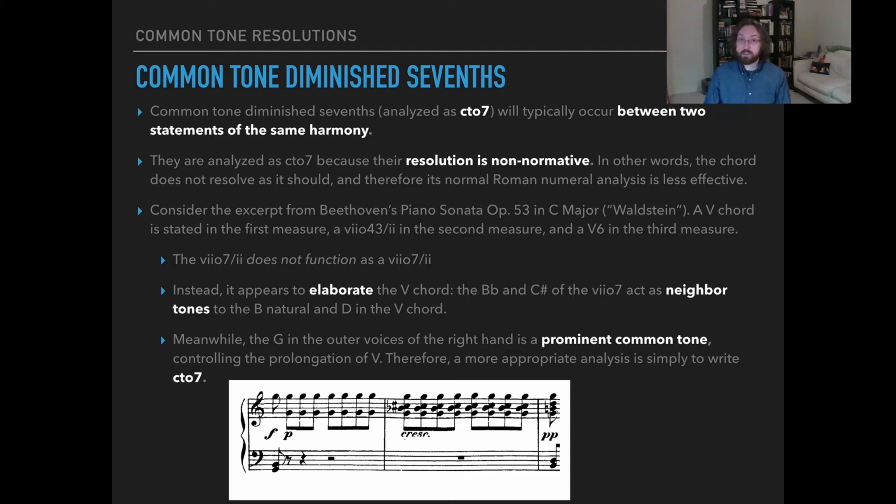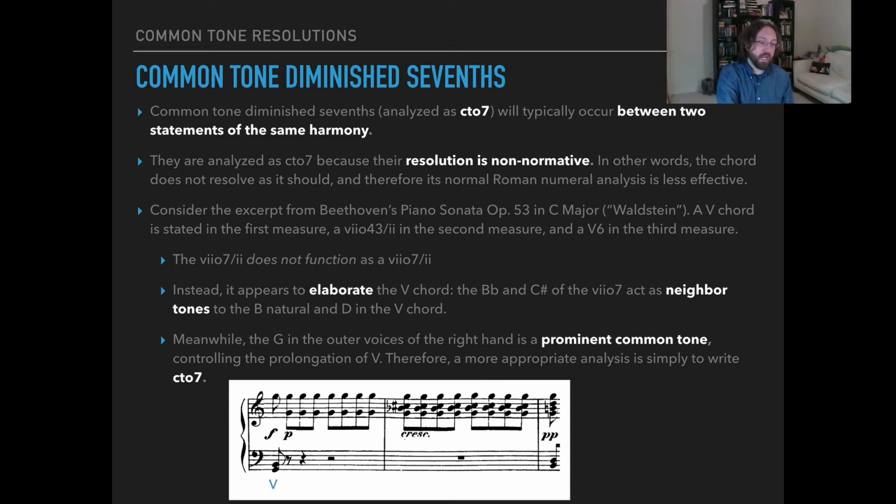Note here that that 7 fully diminished 4-3 of 2 does not function as a fully diminished 7 of 2. It does not resolve to the supertonic. Instead, it appears to elaborate that 5 chord, emphasizing the final arrival on it, without actually taking us away from it, because we have that prominent common tone holding everything together. It's just that elaboration of it.